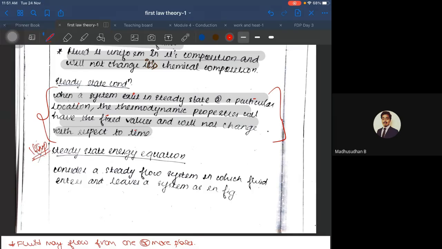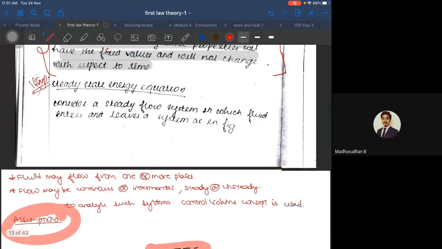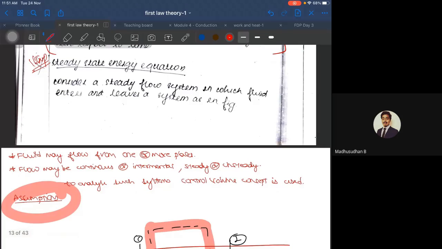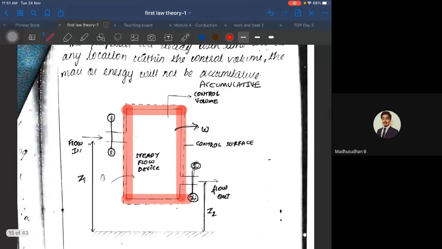So let us go into the steady state energy equation now. Consider the steady flow system which enters and leaves the system as shown in the figure. So this is the steady flow device which we are talking about. Here it is the entrance through which the fluid is entering the system, and here is the exit port where the flow is getting out of the system. This particular device might be anything. It might be your turbine, compressor, pump, or any other device.